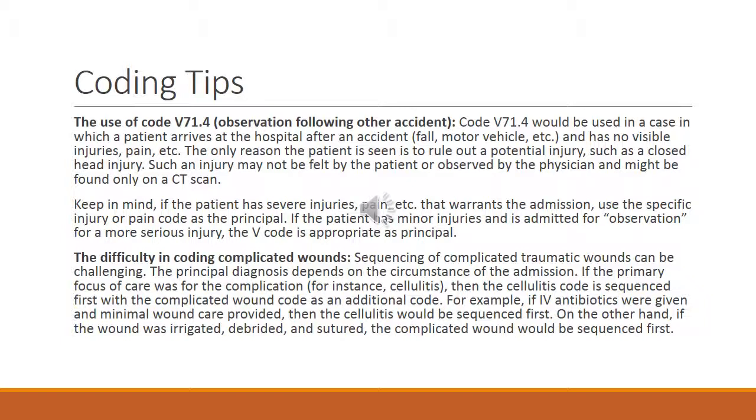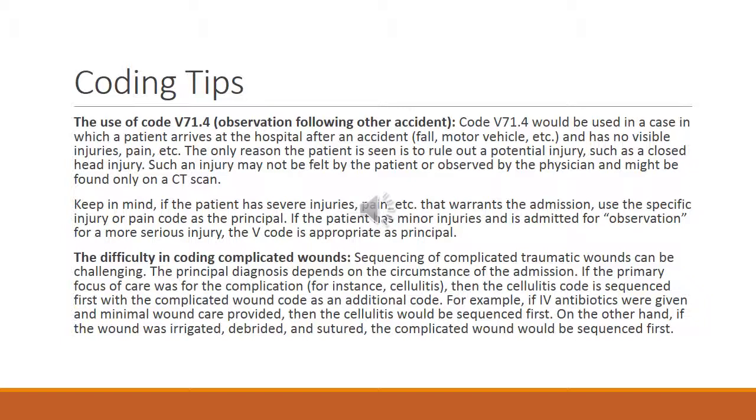Now keep in mind, if the patient has severe injuries, such as pain, etc., that warrants the admission, use the specific injury or pain code as the principal. If the patient has minor injuries and is admitted for observation for a more serious injury, the V code is appropriate as principal. Now, the difficulty in coding complicated wounds.